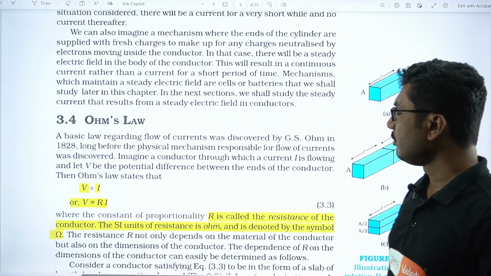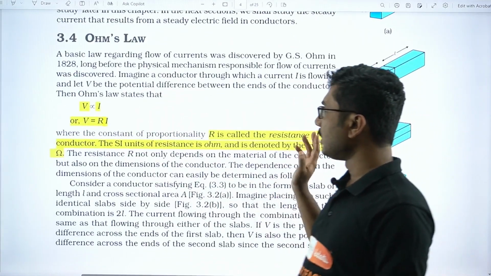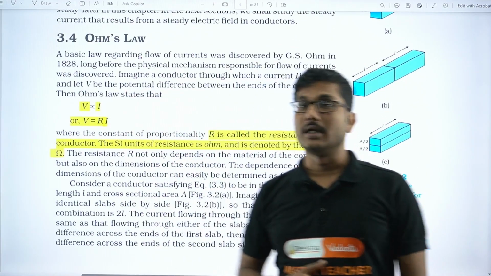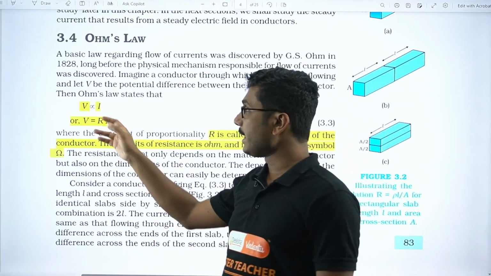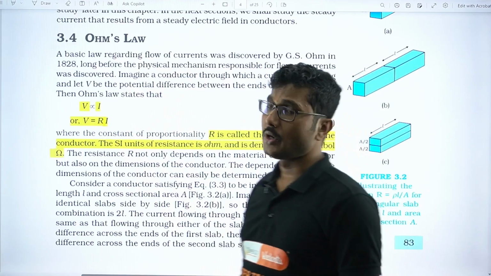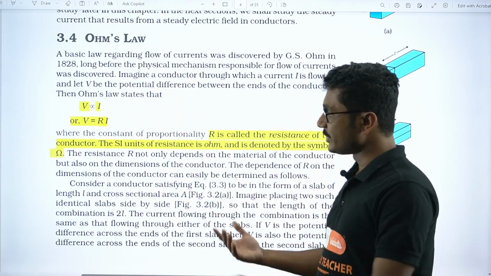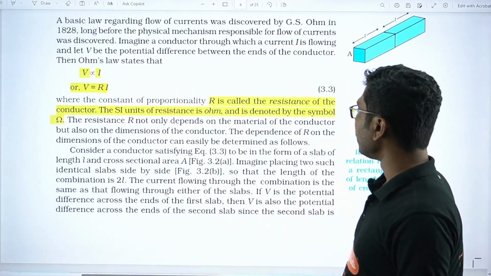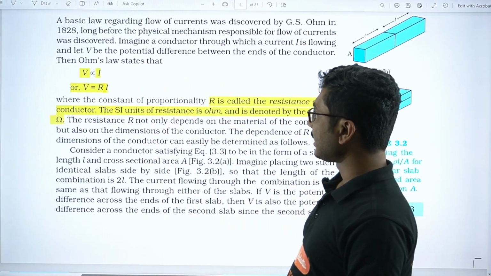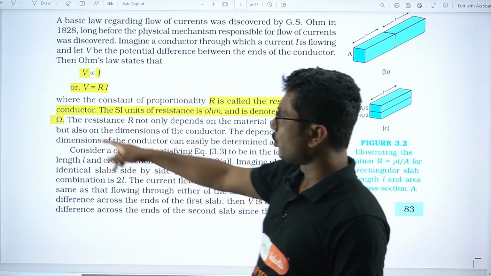Okay, Ohm's law is the most important law from this chapter. As you know, voltage is directly proportional to the current, and if you remove the proportionality constant, it becomes V is equal to IR. That is Ohm's law, and in this book they have mentioned RI, which is the same. Here R is called the resistance of the conductor. The SI unit of resistance is ohm, and it is denoted by the symbol omega.